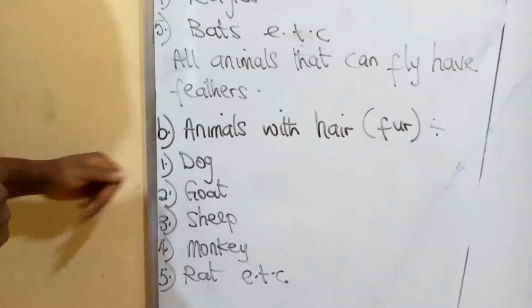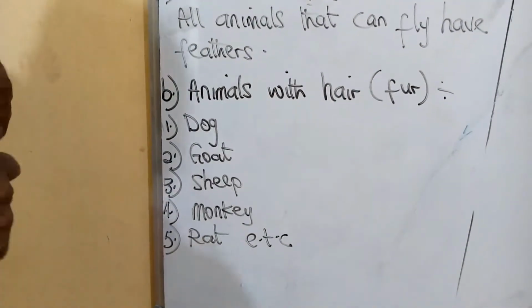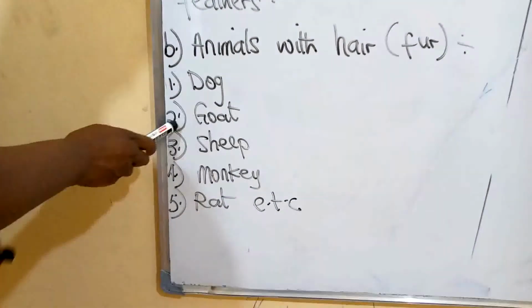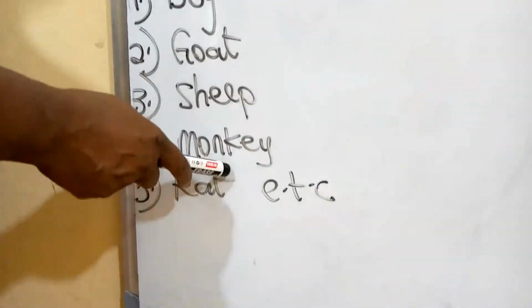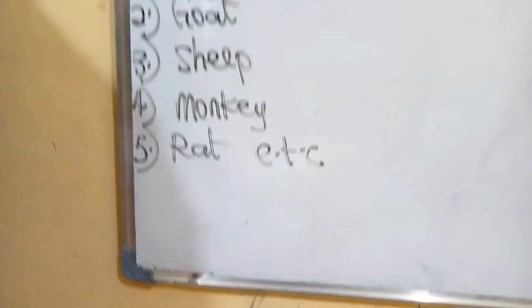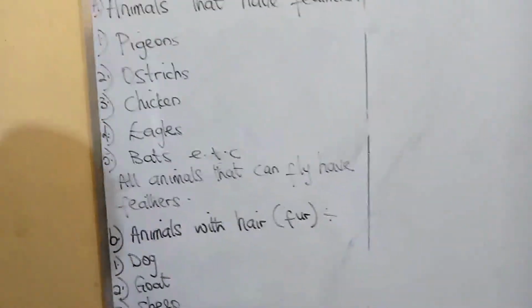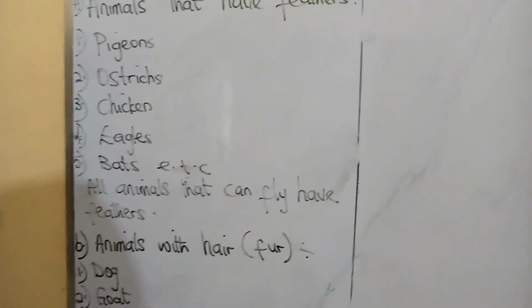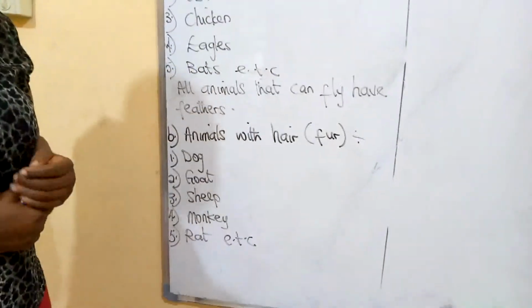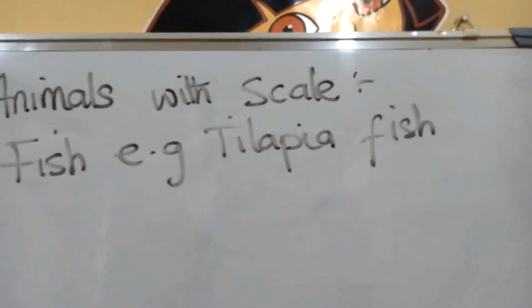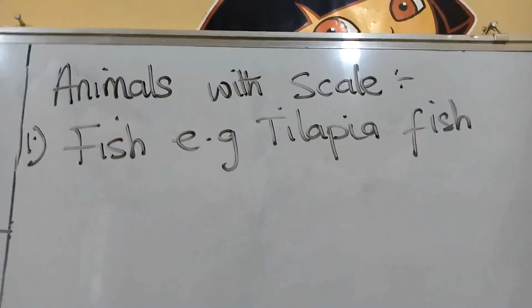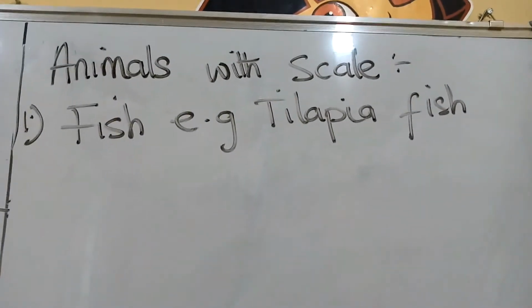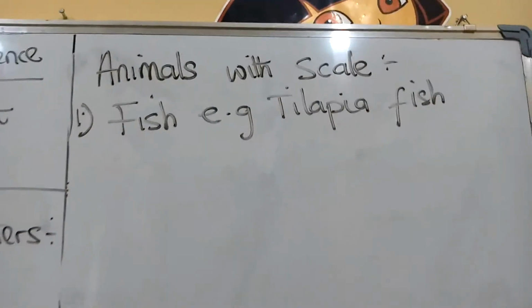Now, B, animals with hair, which is also known as fur. Number 1, we have the dog. Number 2, goats. Number 3, sheep. Number 4, the monkey. Number 5, the rat. There are so many animals with hair, also known as fur. Another example is the lion, the tiger, the gorilla, etc. Now, another example of animals with scale: a fish like tilapia fish has scale.